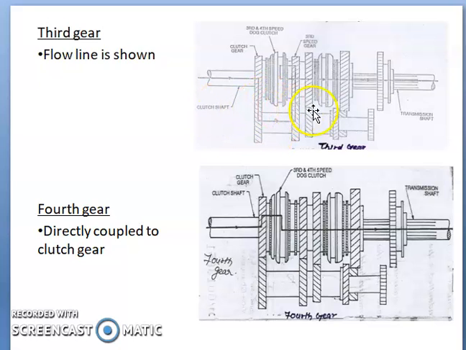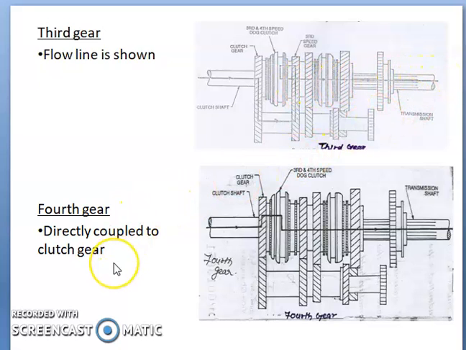So for the third gear, you are using the second dog clutch, that is the third and fourth gear dog clutch. So when this is moved to the left, you can see power from the clutch gear moves to the counter shaft, then through the mating gears, through the dog clutch, to the transmission shaft.